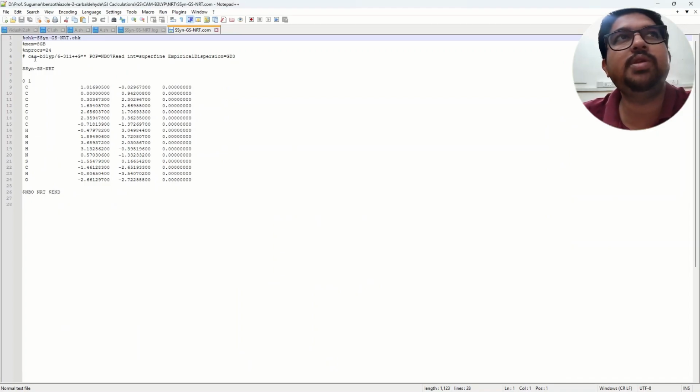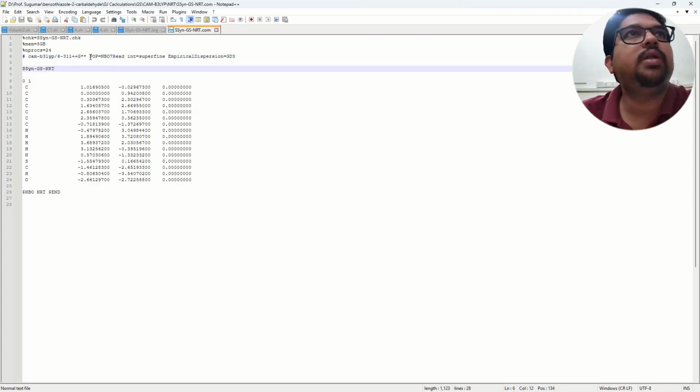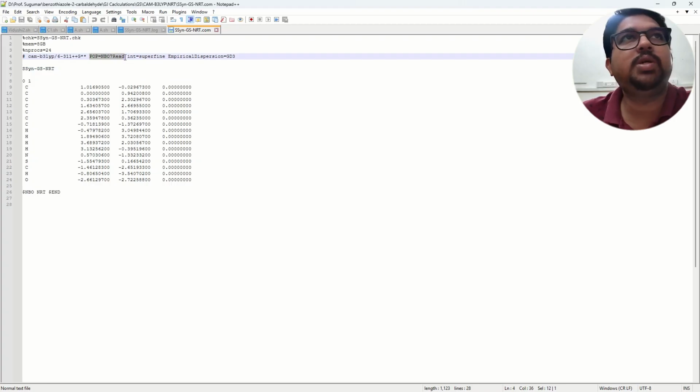So here I am using CAM-B3LYP, and this is the basis set I am using right now. And here I am using POP NBO7. First of all, you will be able to do this NRT calculation only if you have NBO7. In NBO3, that is the default version built into Gaussian 09 or 16, it won't work. You need to have NBO7 in order to use this NRT feature.